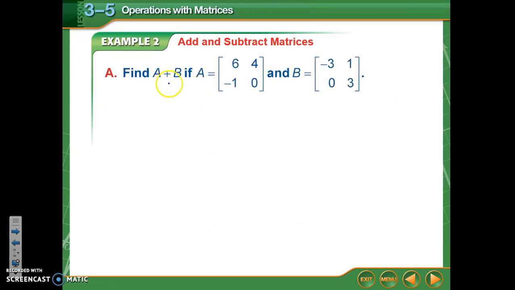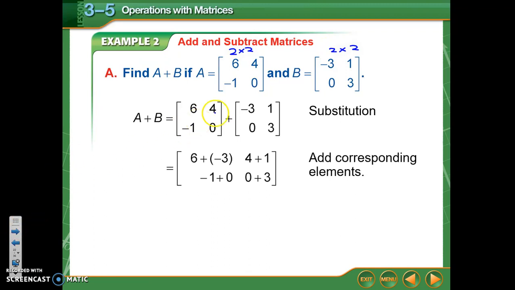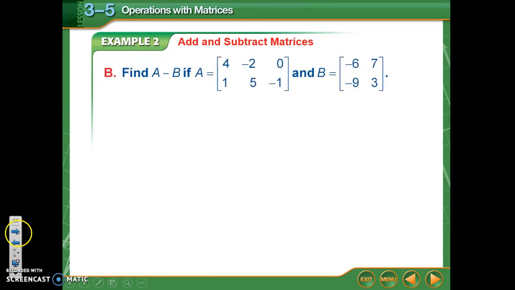So here we're going to find A plus B if A is this matrix and B is this matrix. First of all, we have to think about the dimensions of each one. Notice that both of these matrices are 2 by 2. 2 rows, 2 columns. So I'm going to plug them in, and I'm just going to add 6 plus negative 3, 4 plus 1, negative 1 plus 0, and 0 plus 3. And that gives me my final matrix, 3, 5, negative 1, 3. Easy peasy.